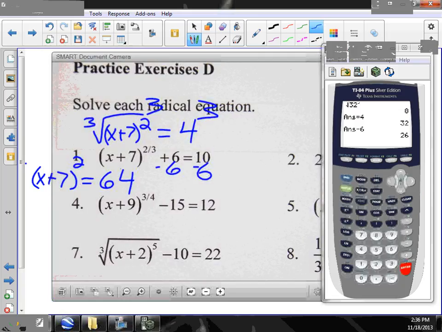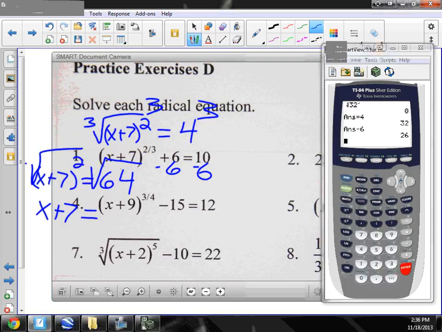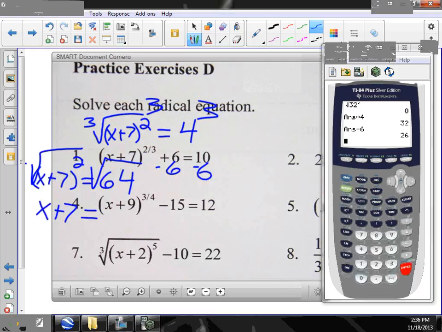Square root both sides. And x plus 7 equals, close. It's not 8. 8's really close. Plus or minus 8. Whenever you square root a variable squared, you need a plus or minus. Well, how come in the last problem I didn't do plus or minus? No, it was a third root.